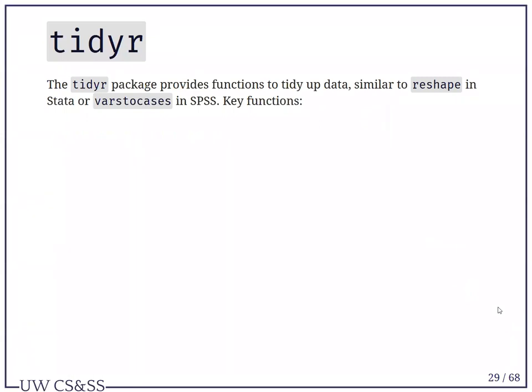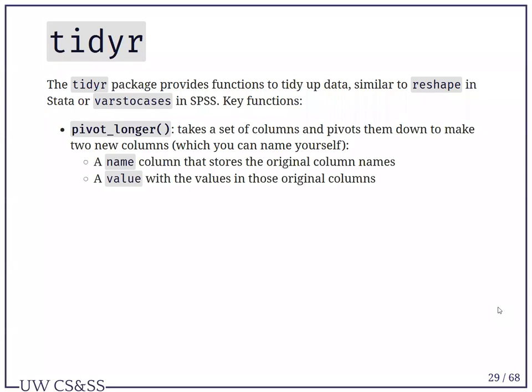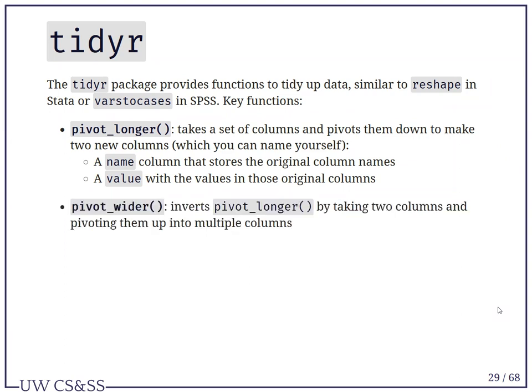So we'll use the tidyr package to provide some functions to tidy up data. This is similar to reshape in Stata or Restructure Cases in SPSS. Some of the key functions that we'll be using are pivot_longer. This will take columns and pivot them down to make 2 new columns, which you can name yourself. It will take on things like a name column that stores the original column names and a value column with the values in those original columns. I know I'm saying a lot of jargon words right here, but we'll get some examples, as well as you get to approach some in your homework.